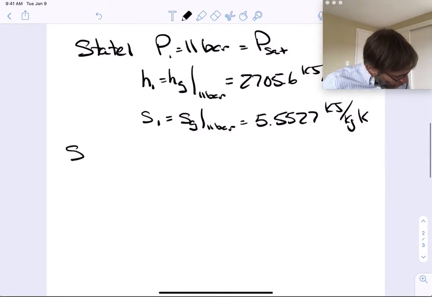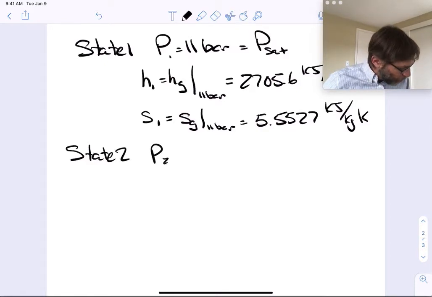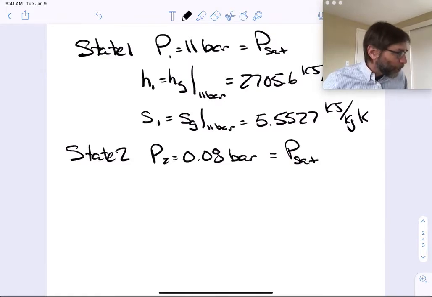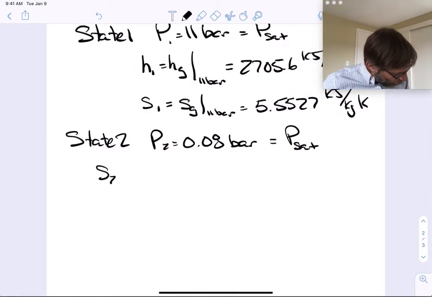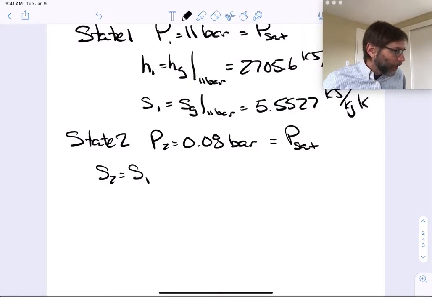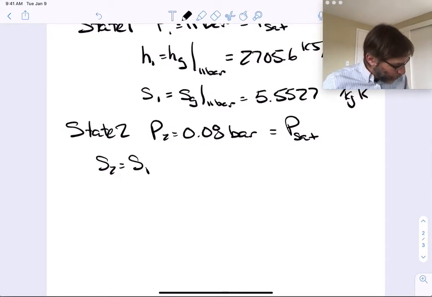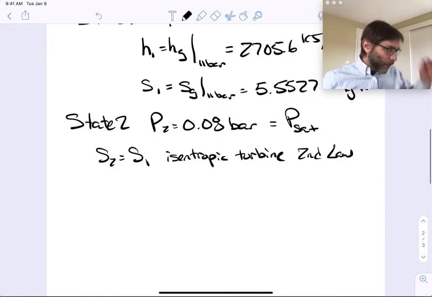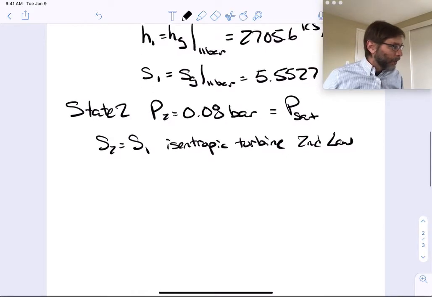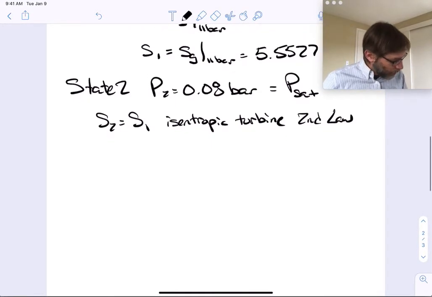Okay, so state 2. We know that P2 equals 0.08 bar, and it's also saturated. It's a saturated pressure. So S2 is equal to S1 by the second law, because we know for an isentropic turbine, second law, little s2 equals little s1.